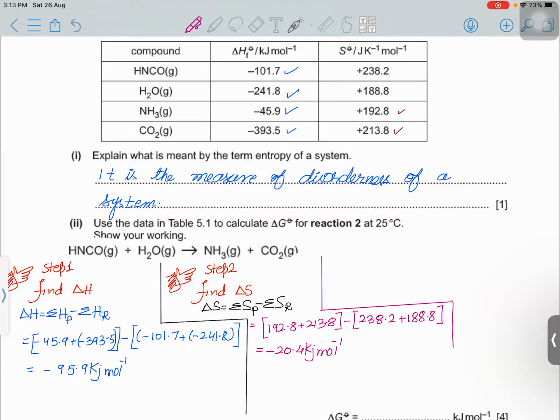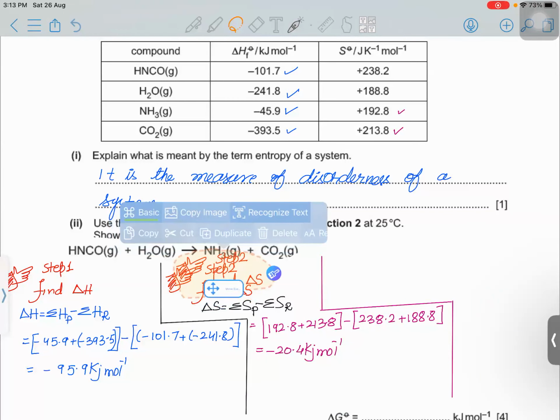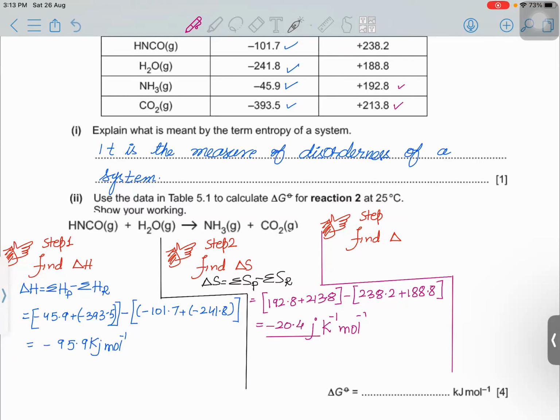Now step 3. The unit cannot be kilojoule here. If the given unit is joules, we must write joules. Here you have joules, so it should be minus 20.4 joules per Kelvin per mole. For Gibbs energy, you have to convert it into kilojoule, so divide by 1000. Now it would be minus 0.0204 kilojoule per Kelvin per mole.